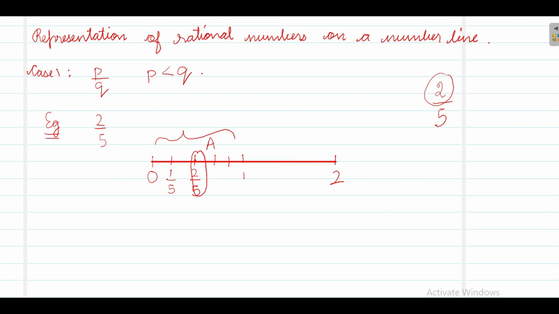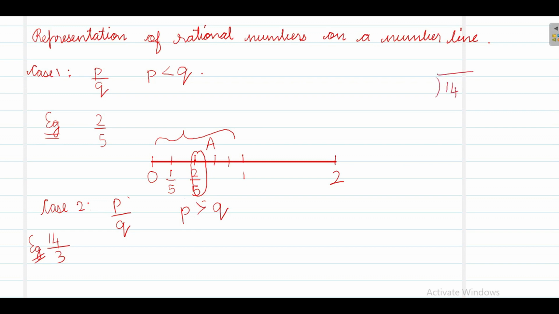Okay, so now this is case 1, right? So let's move on to case 2. My p by q is going to be such a way that my p is greater than q. Okay, so I'm going to take the example 14 by 3. So this is an improper fraction, right? So what I'm going to do first is I'm going to convert this improper fraction to a mixed fraction.